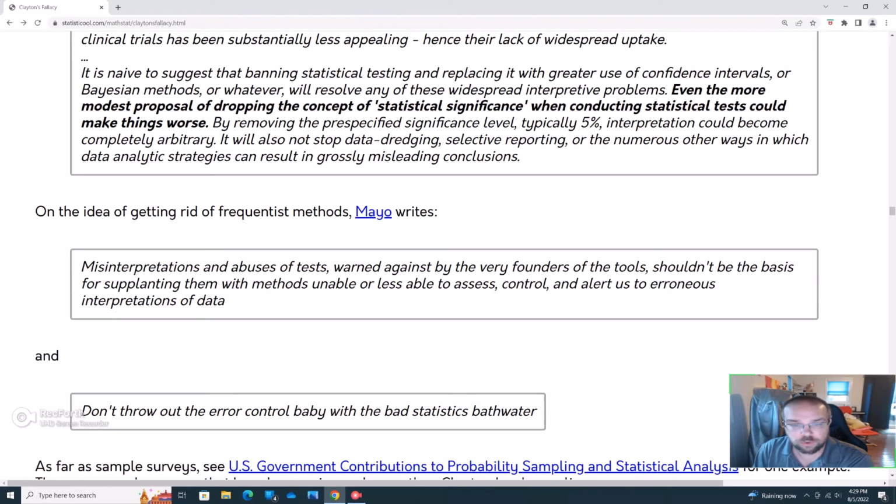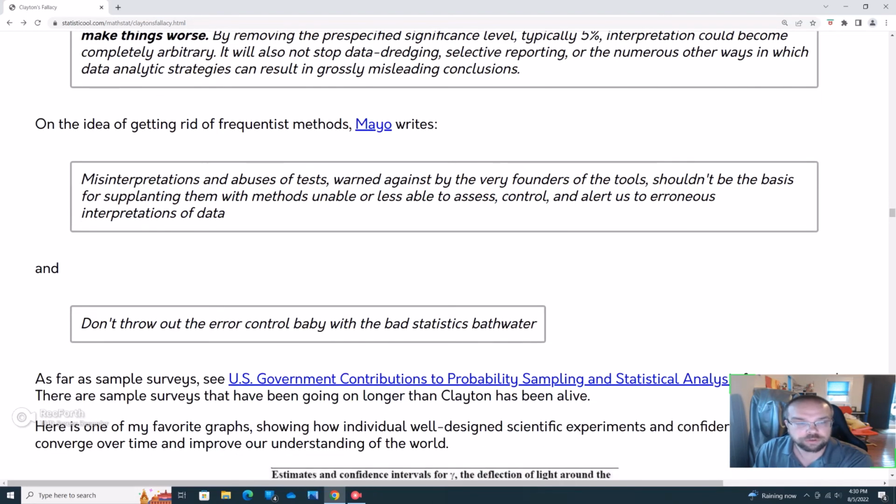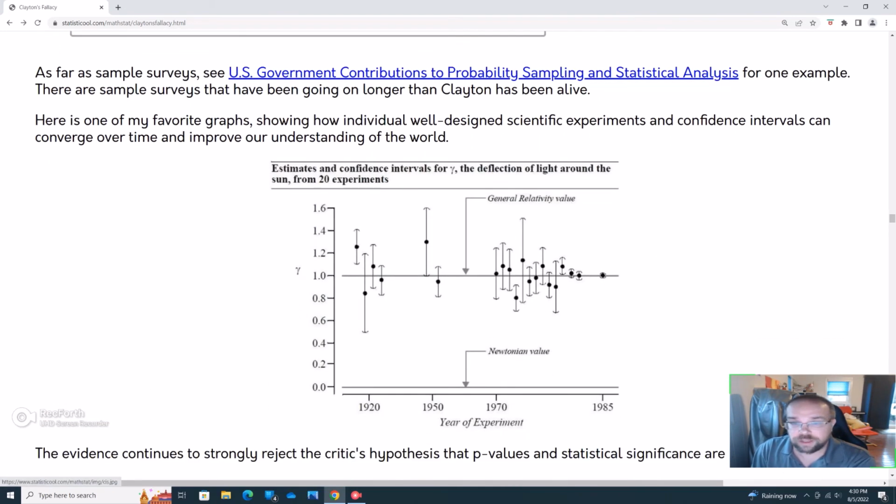And on the idea of getting rid of frequentist methods, Deborah Mayo writes that misinterpretations and abuses of tests, warned against by the very founders of the tools, shouldn't be the basis for supplanting them with methods unable or less able to assess, control, and alert us to erroneous interpretations of data. Don't throw out the error control baby with the bad statistics bathwater. She wrote this book, Statistical Inference as Severe Testing. It's an extremely good book about probability, logic, philosophy, inference. It has frequentist, Bayes, likelihood. Really good. I highly recommend it. Probably one of the best probability and statistics books written in the last couple decades.